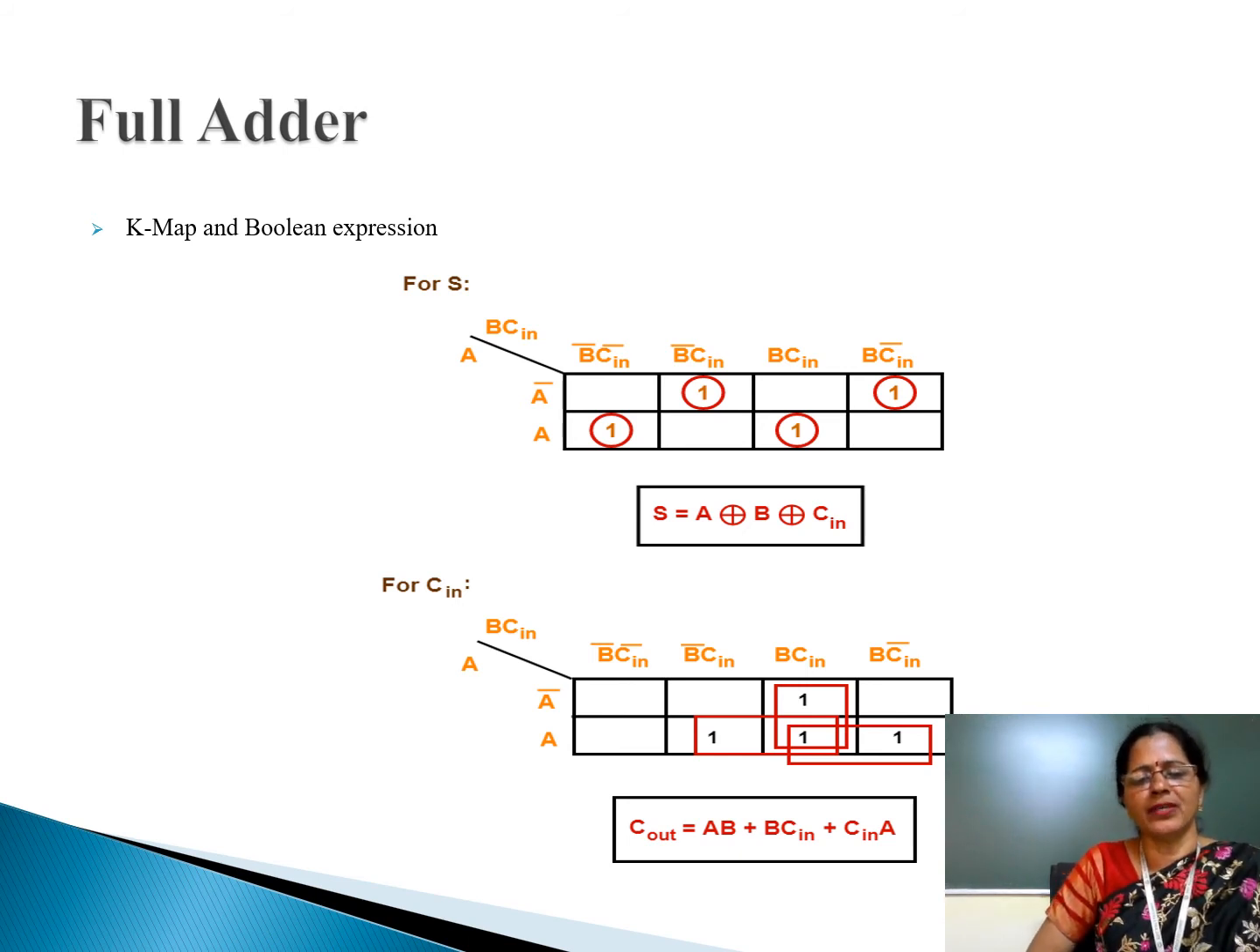search the K-map for carry. For carry, we can make some groups and, simplifying the groups, we can get the simplified Boolean expression for carry: AB plus C in into A.